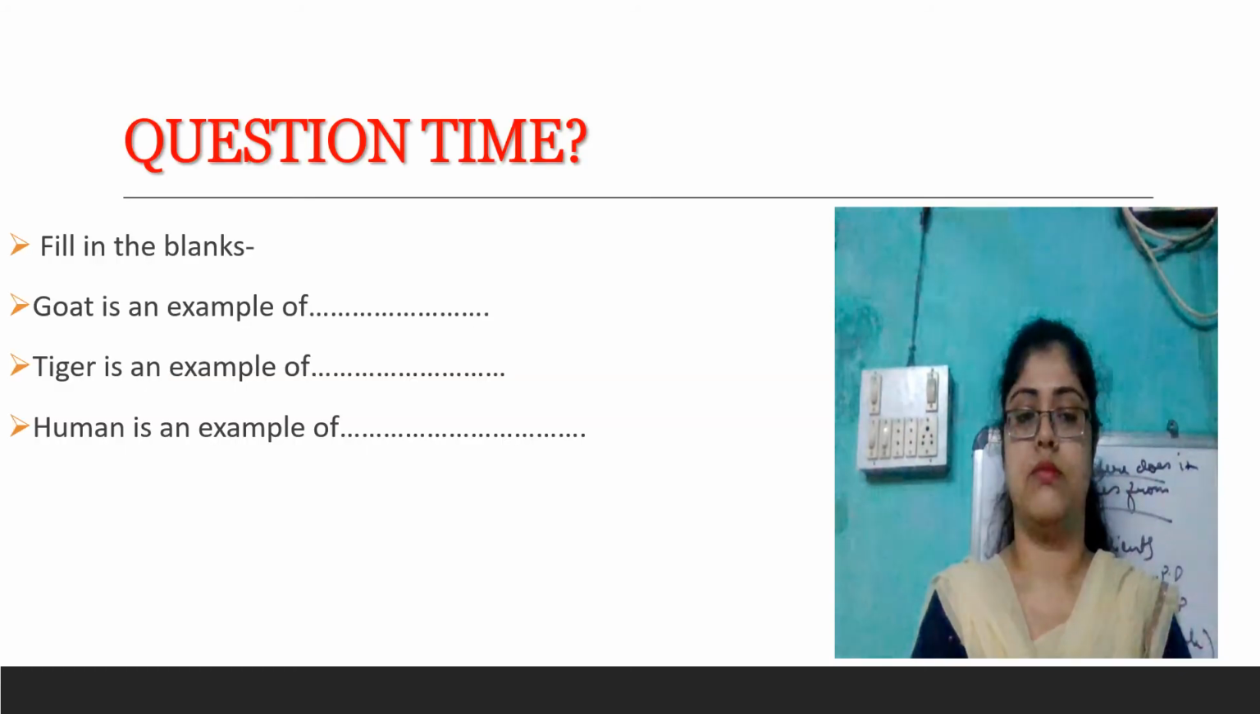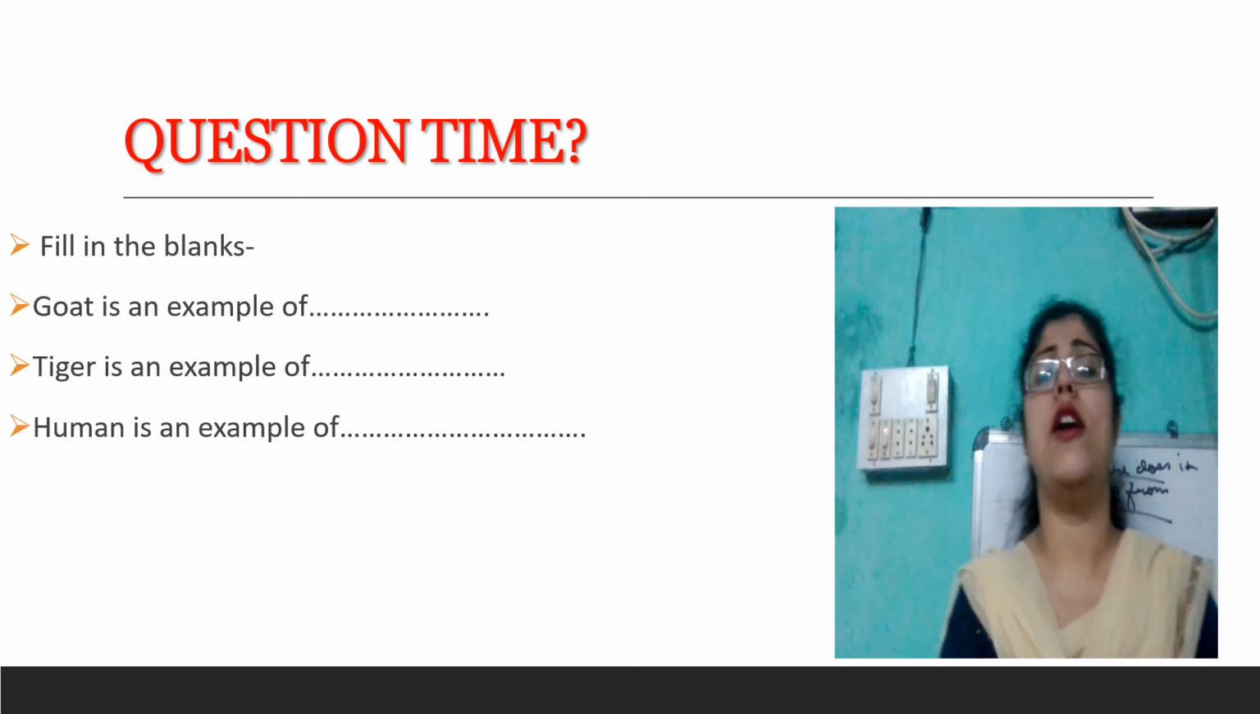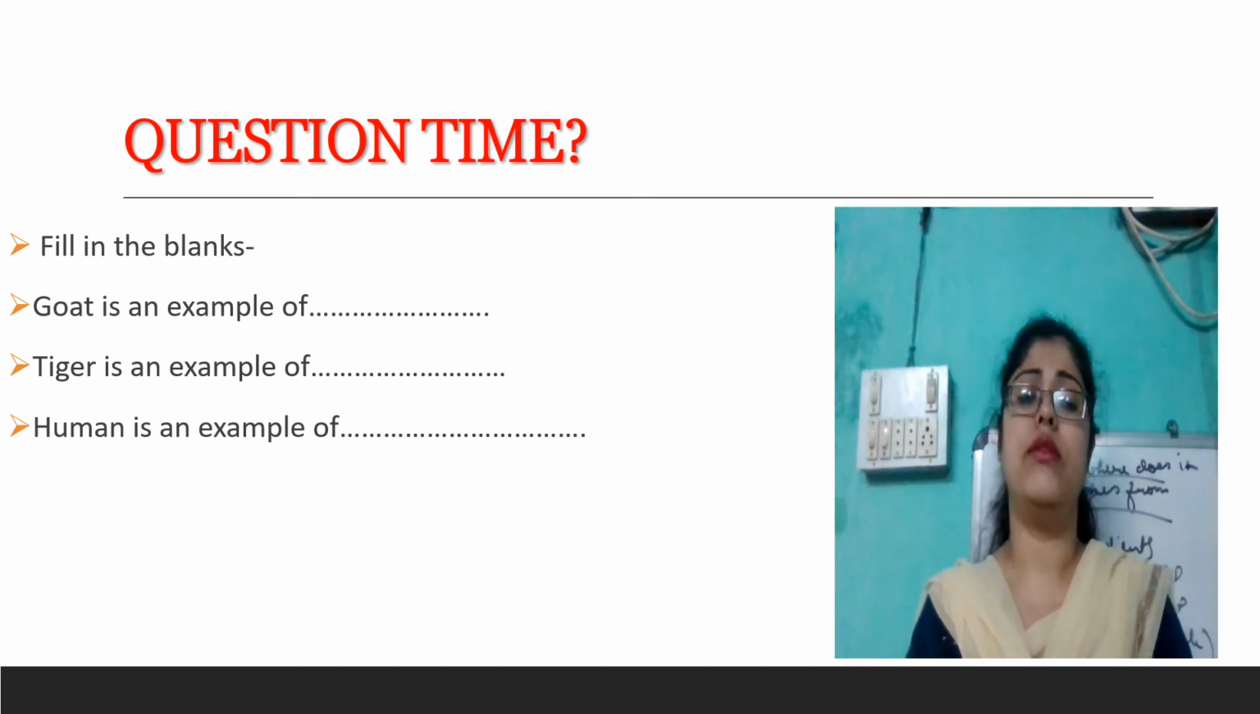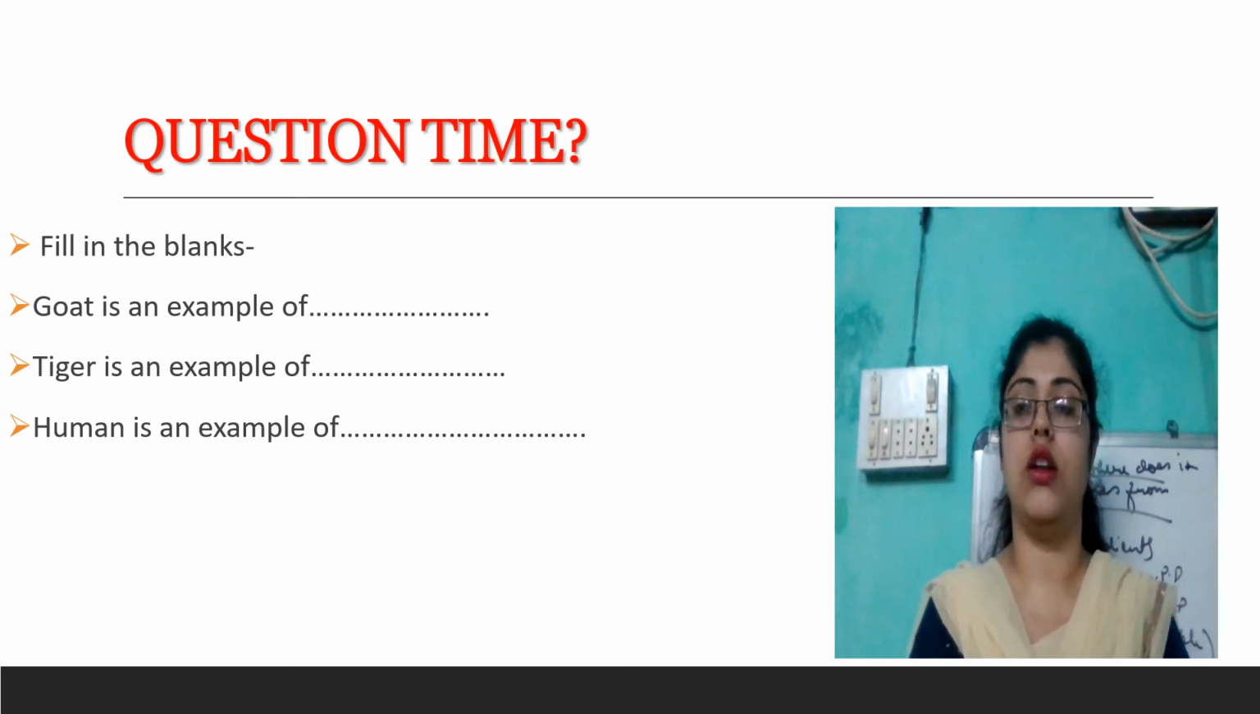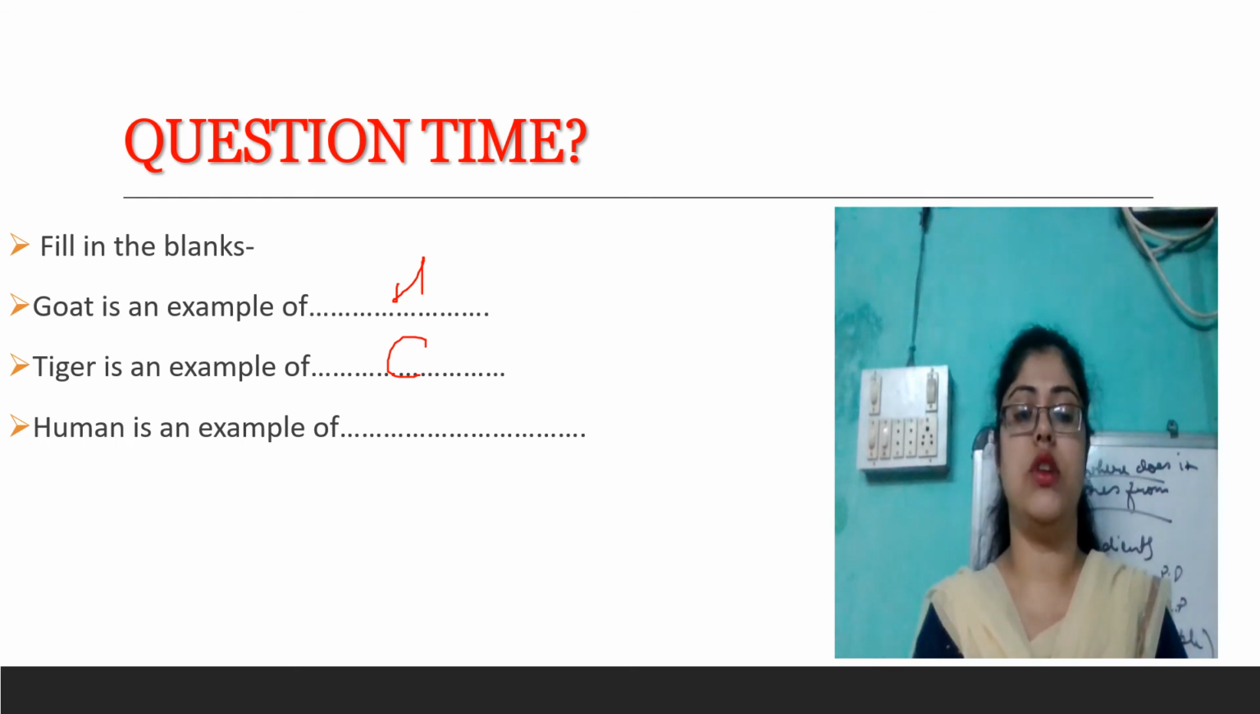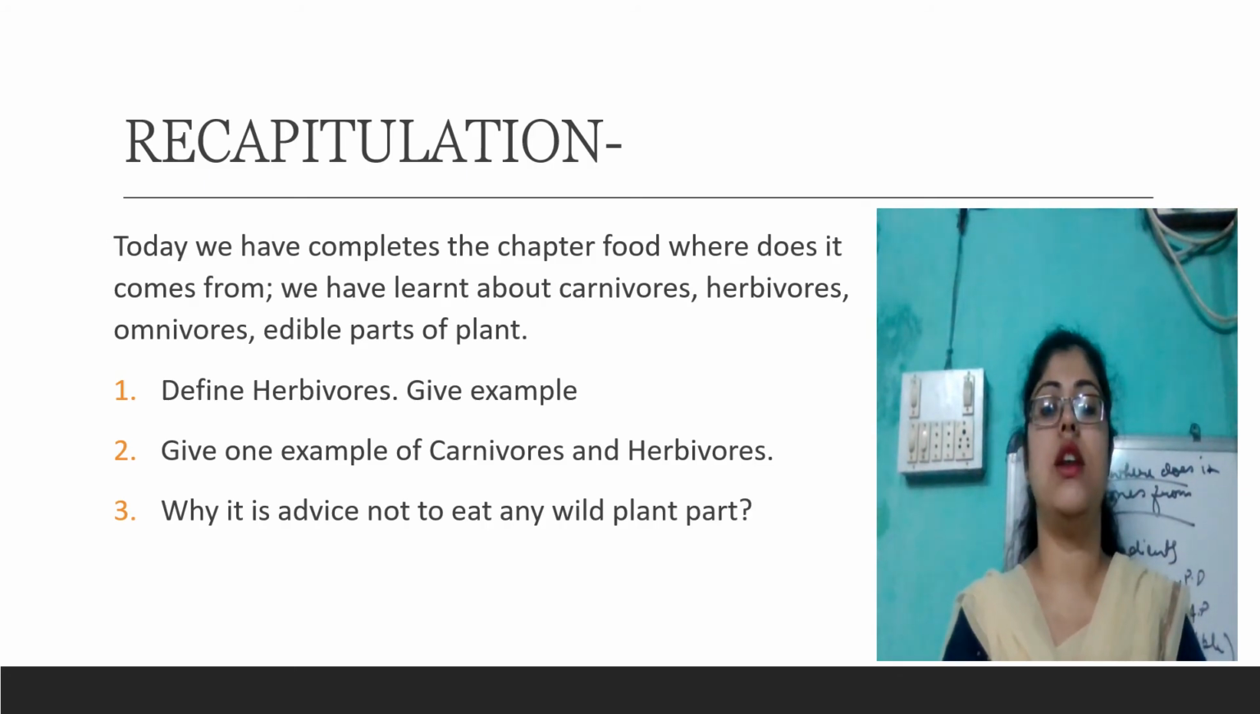Very good class. So with this you have one more question time. You have to simply fill in the blanks. Goat is an example of what, kids? Give your answer in the comment section. Very good, herbivores. Tiger is an example of? Very good, carnivores. Human is an example of? Yes, very good, omnivores. So now let's move to the recap time.